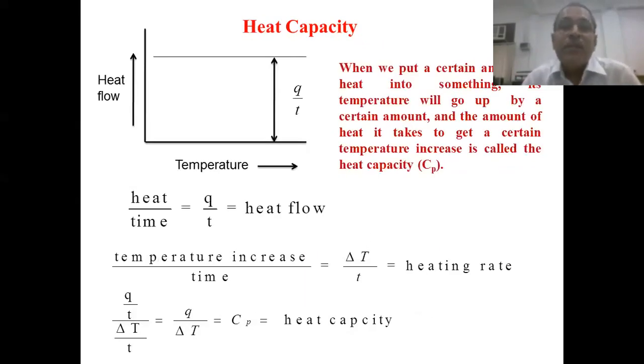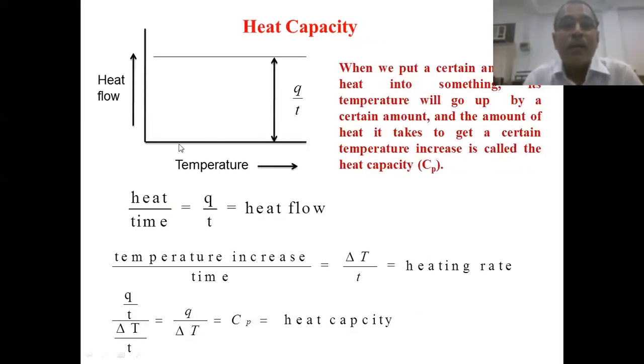Another important parameter that you can determine with the DSC is the heat capacity. I forgot to tell you that you can determine transition temperatures and transition enthalpy. Transition enthalpy means the area under the peak, which gives you the total heat involved in the transition. And then you can find heat capacity as well.